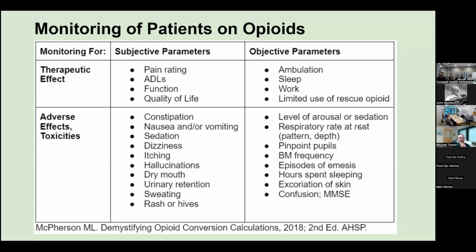And then objectively, we're going to look at how alert or sedated are they? Are they falling asleep mid-sentence? Do they look spacey or foggy? And if so, maybe you need to back off on the dose. Look at the respiratory rate. Generally, a rate between 12 and 20 is great. If it's consistently less than 12, then you really should lower the dose because they don't have much margin before it becomes too low, like when they're sleeping.